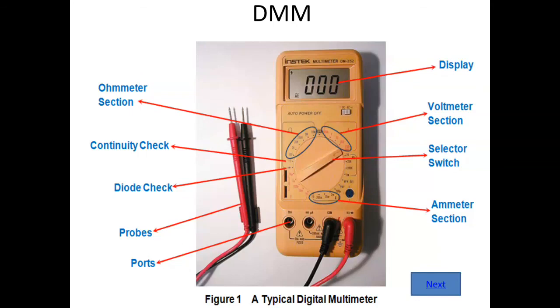And this is your typical digital multimeter. It consists of a display, voltmeter section, selector switch, ammeter section, ohmmeter section, connectivity check, diode check, probes and ports. These are the main parts. This is how a typical digital multimeter looks like.